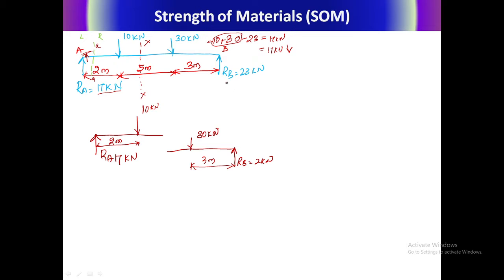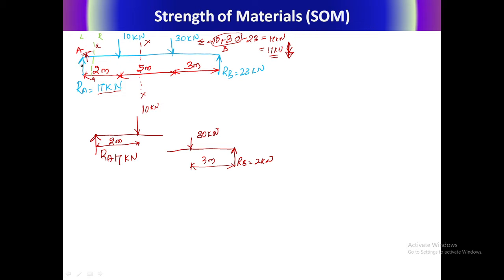Now you have a support. This support carries the 23 kilonewton that tries to push in the upward direction. So the net force acting on this particular portion is 17 kilonewton, which tries to push the element in the downward direction. Do you agree?